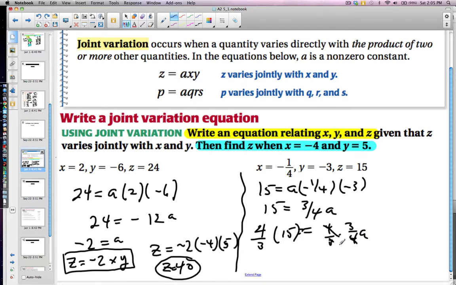Remember, these will cancel and I'll just get a... So 60, 4 times 15 is 60, divided by 3 is going to be 20. Equally, I could take the 3 and cancel it with the 3 and the 15. 4 times 5 is 20.